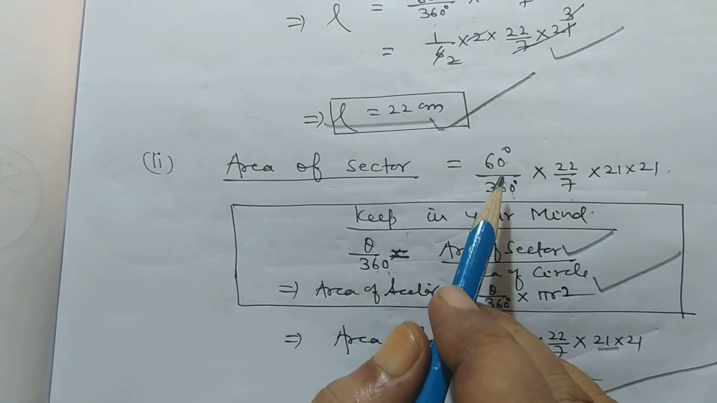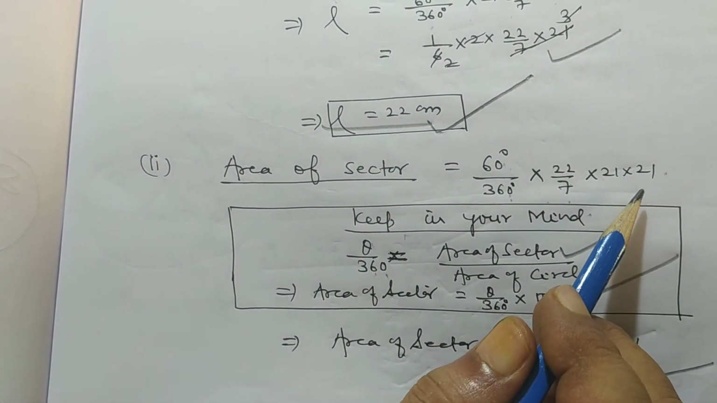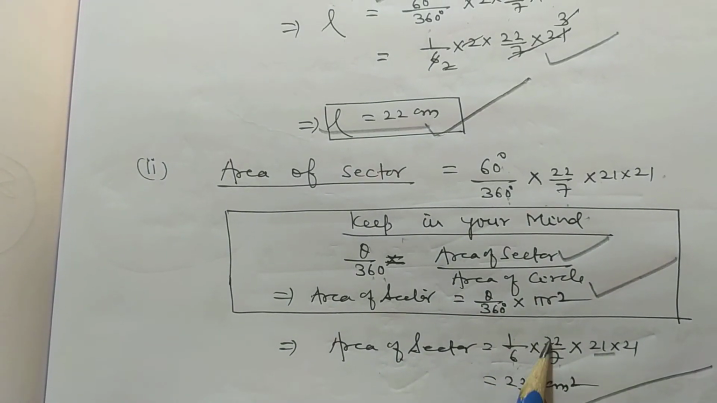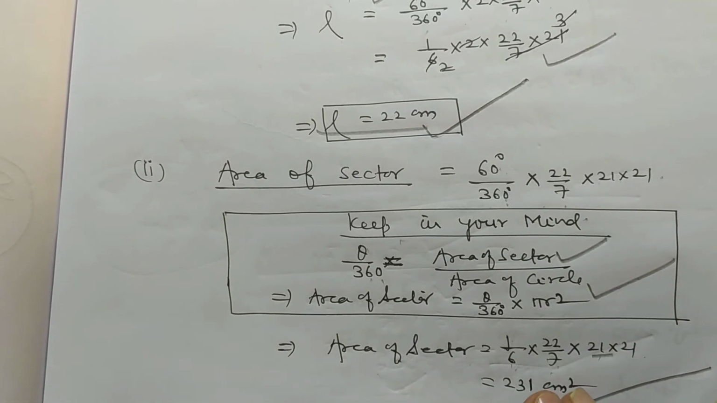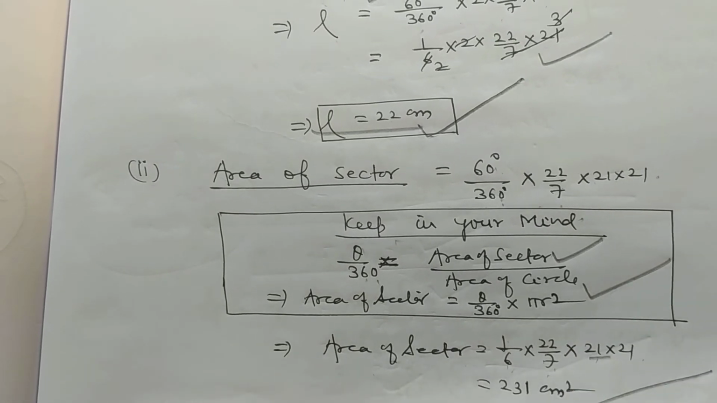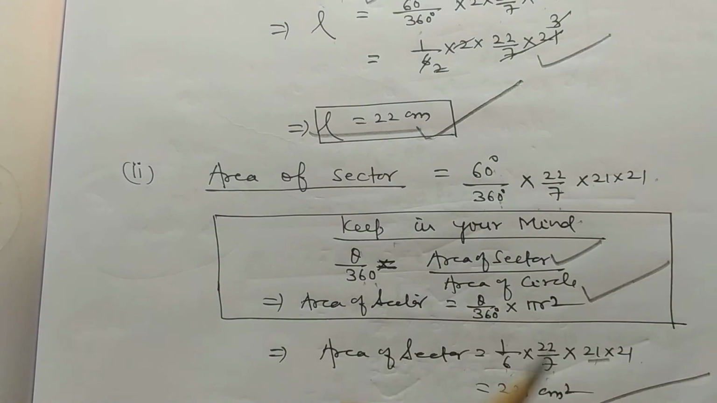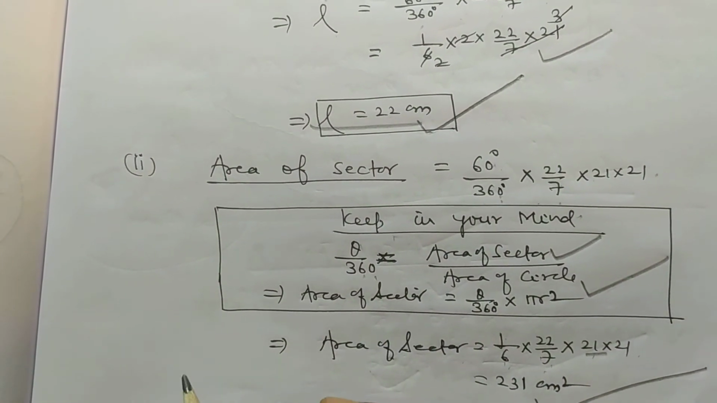So area of sector is equal to theta by 360 degree into pi r square. So in this way, we can find area of sector is equal to 1 by 6, 22 by 7 into 21 into 21. And after simplifying, we get area of sector is equal to how much? 231 centimeter square. So we can, प्रिय विद्यार्थियों, यदि आप फार्मूला भूल जाओ तो कैसे फार्मूला निकालोगे?